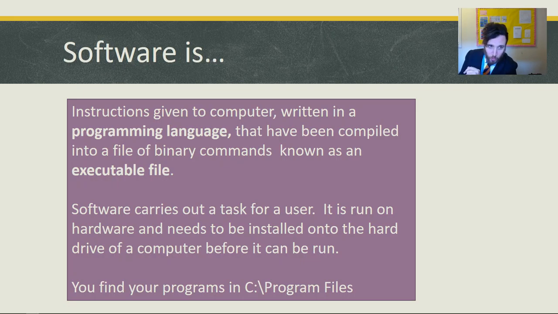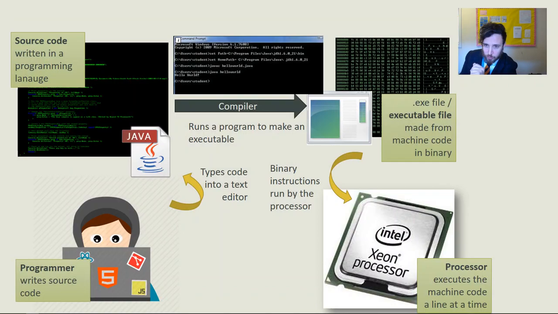If you want to find where all your software is, there's probably a file or a folder for it. On a Windows PC, that is C drive, Program Files, and I'll show you that later.